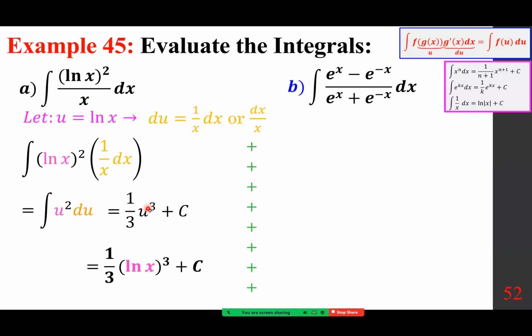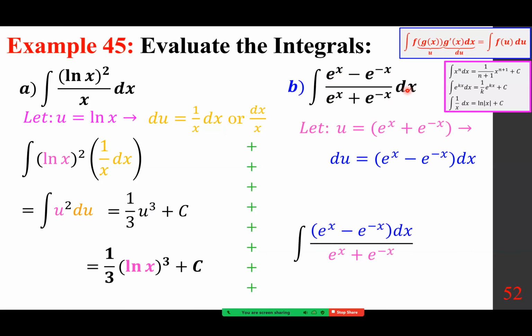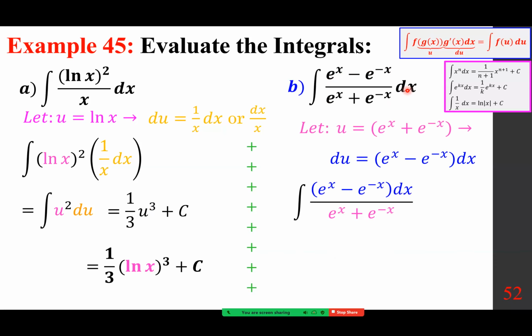Again, you're dealing with a fractional expression. You notice the derivative of the bottom is the top. Therefore, if you choose the bottom to be the u, the top times dx is du. And it's the integral of du over u, which is a natural log. And now you're going to replace the u, and you're done.